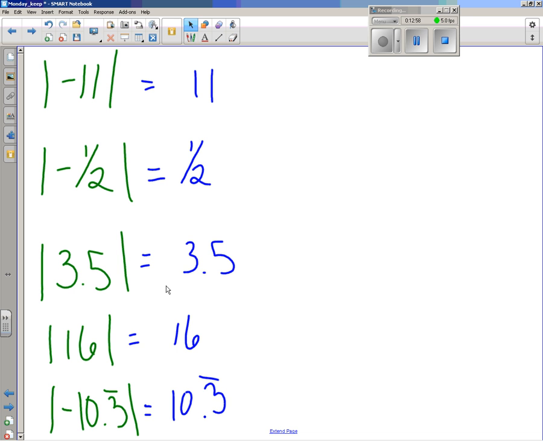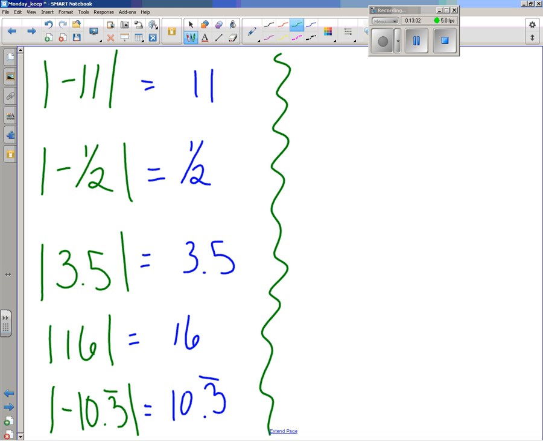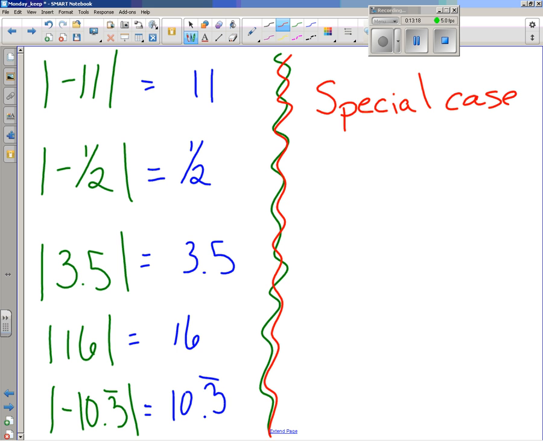Now, that being said, I want to show you something that sometimes mean people that make tests, like Mrs. Ott, will try and trick you with something. So over here on the side, I want you to put a, how about special case, okay? Because you have to be careful of this trick that sometimes mean teachers will try to pull on you. You might see a question like this: the negative absolute value of 3.